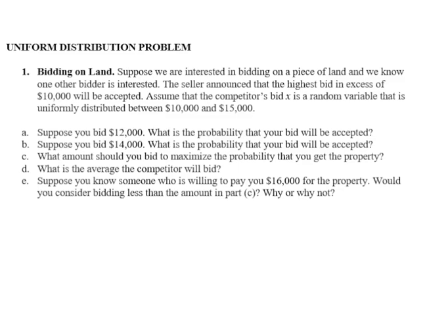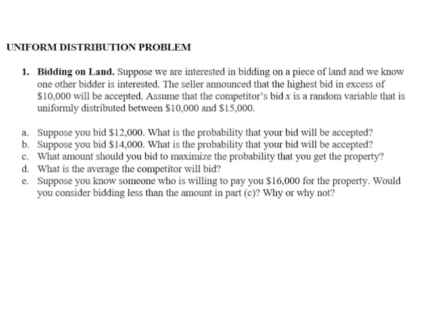Okay guys, now we want to look at a uniform distribution. So let's do this using an example. Here we're told that the seller announced that the highest bid above 10,000 will be accepted, and the random variable x is uniformly distributed between 10,000 and 15,000. Suppose you bid 12,000, what is the probability that your bid will be accepted?